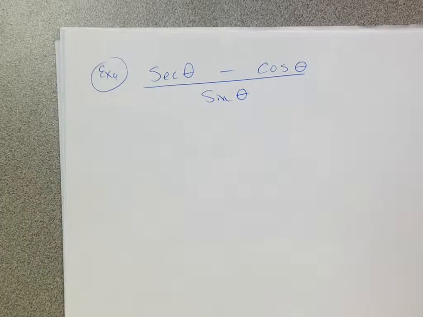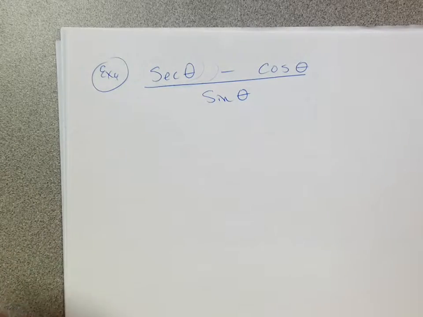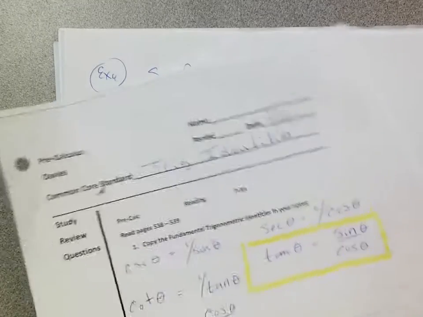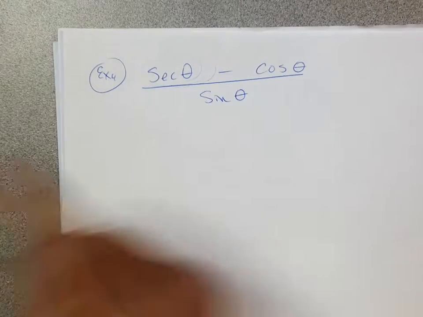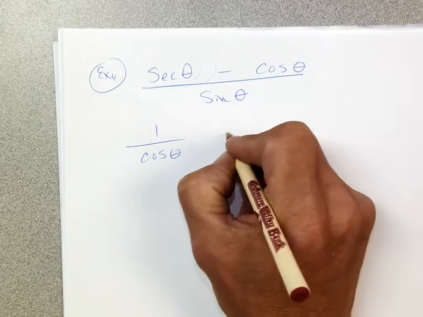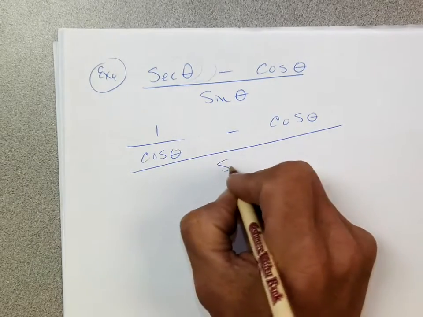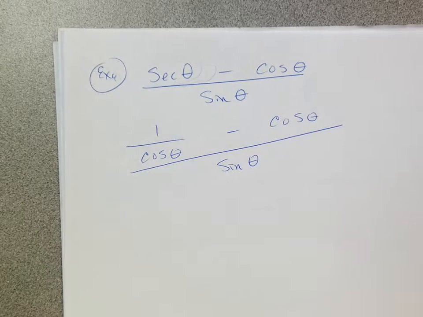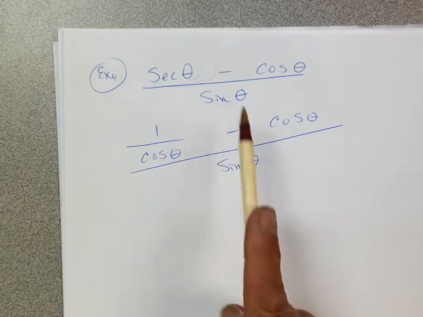What I'm probably going to do is change the secant into its identity. I look at my identity sheet and I see that secant is equal to 1 over cosine, so I'll do that first. Change this to 1 over cosine theta minus cosine theta, all over sine theta. So all I did is change secant into 1 over cosine.